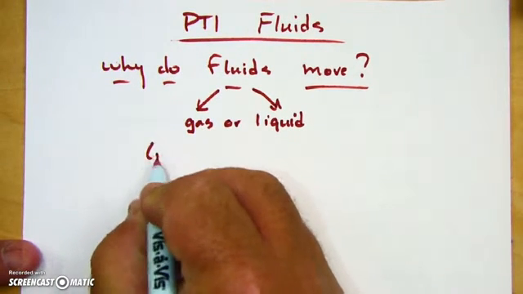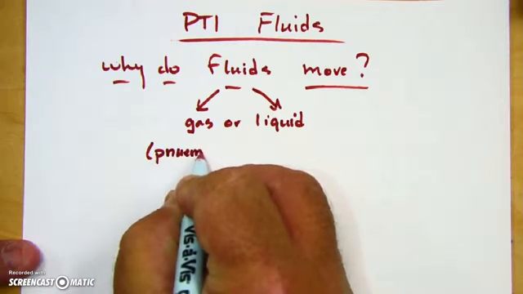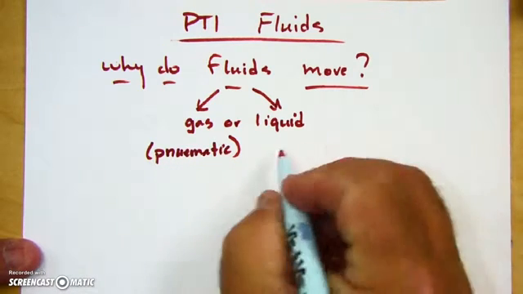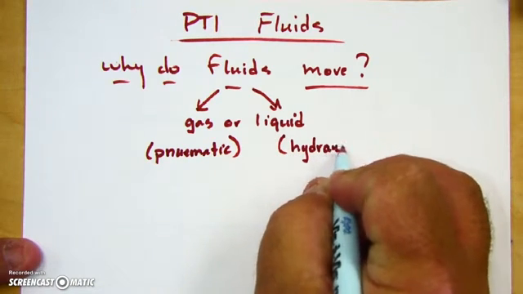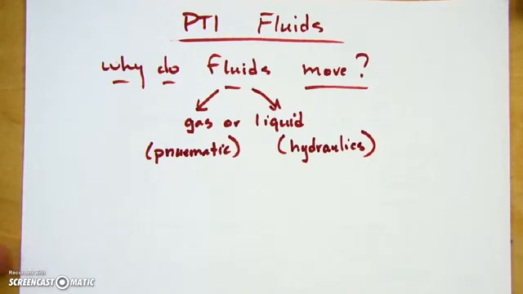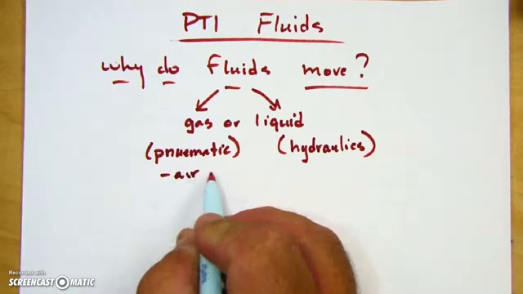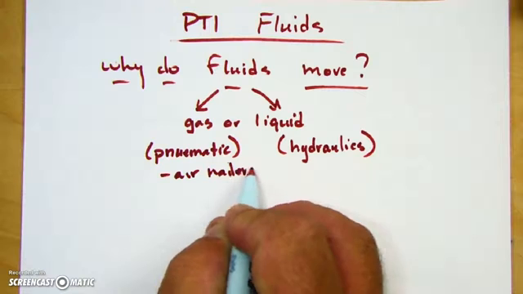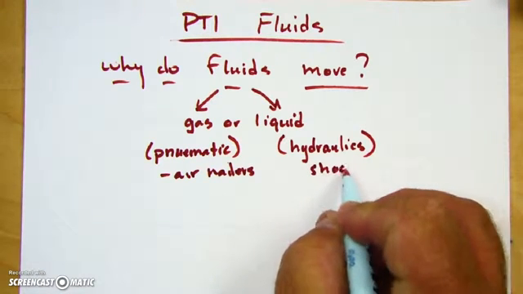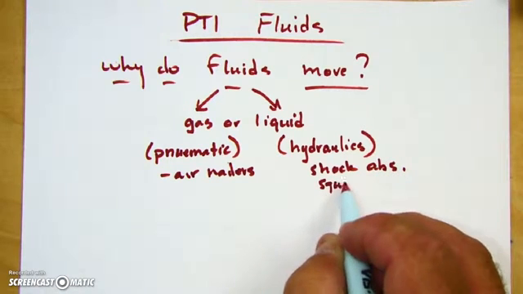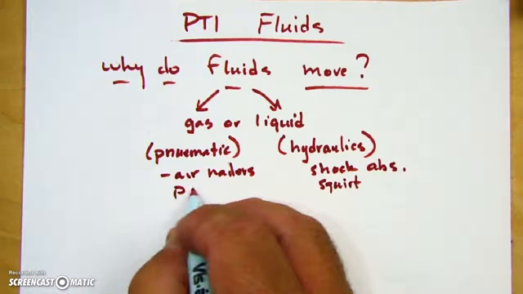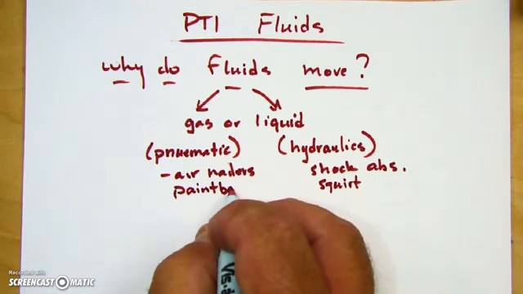Now if it's called a gas, it's called a pneumatic system. If it's liquid, it's called a hydraulic system. So anytime you hear hydraulics, that means you're dealing with liquids. Anytime you hear pneumatic, that means you're dealing with gas. This is going to be things like air guns, air nailers. This is going to be things like shock absorbers, squirt guns, stuff like this. This would be a paintball gun because it's going to use a gas to move it.